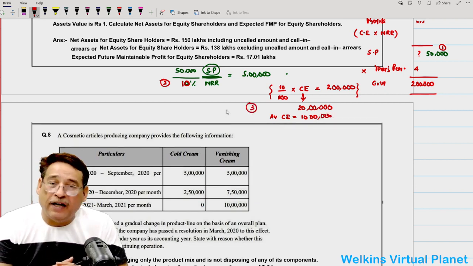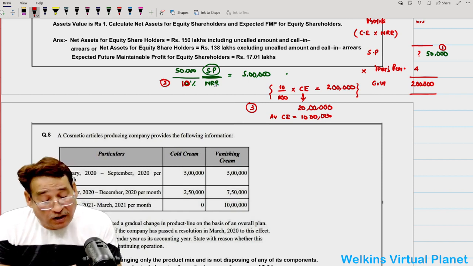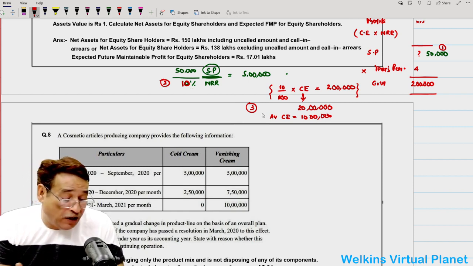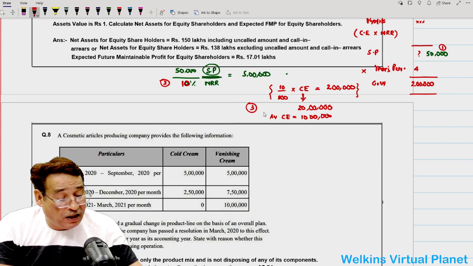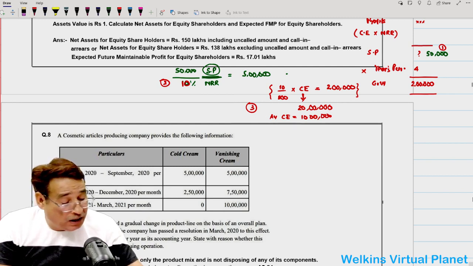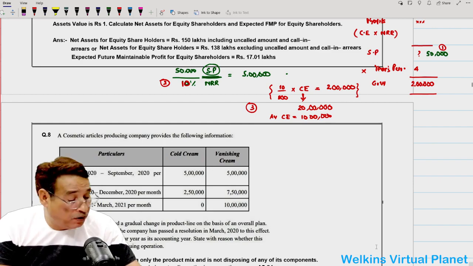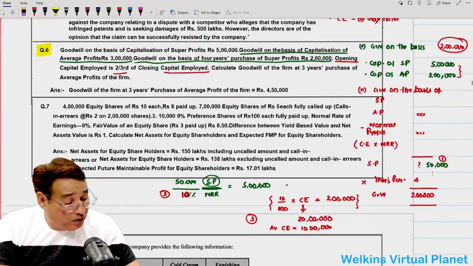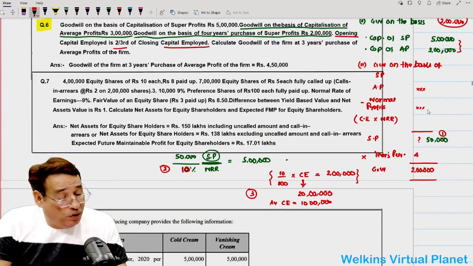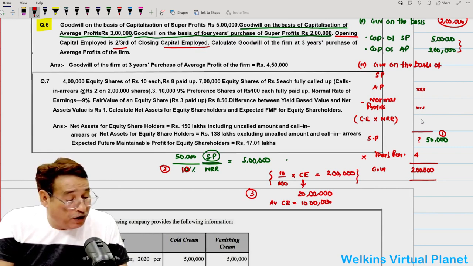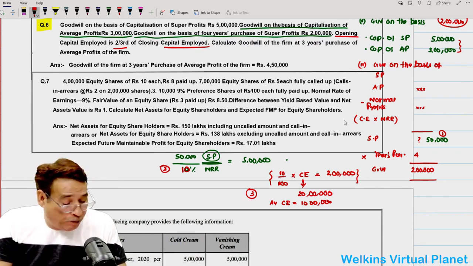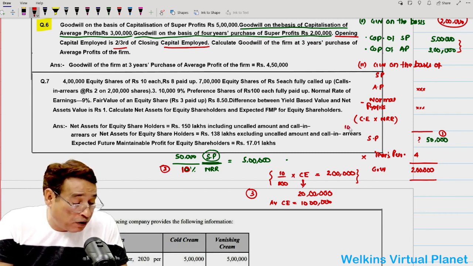This is the third important point I have found out. First super profit, then I have found out the normal rate of return. Now I have found the average capital employed. Now see here. If I have found out the average capital employed, just wait, mouse has slipped. And I just told you, in order to compute the normal profit here, what I need is capital employed. And here capital employed stands for average capital employed. My average capital employed is 10 lakh. Now I have found it out. Normal rate of return is 10%.